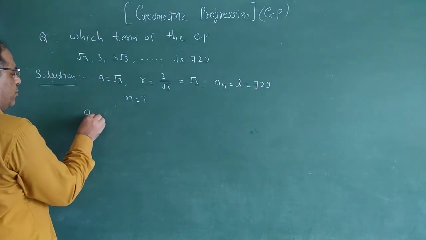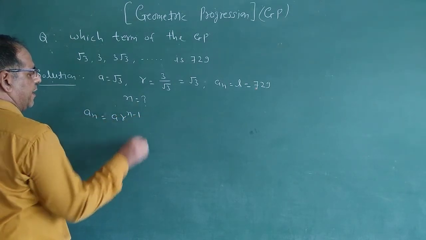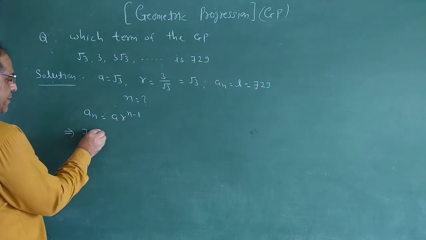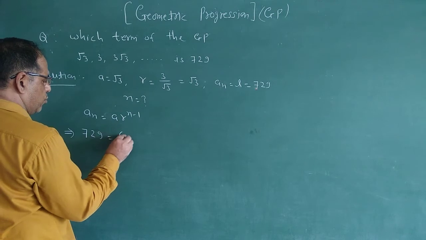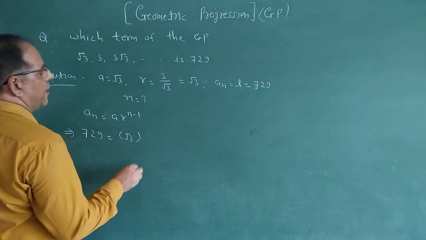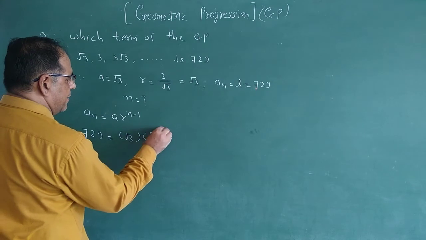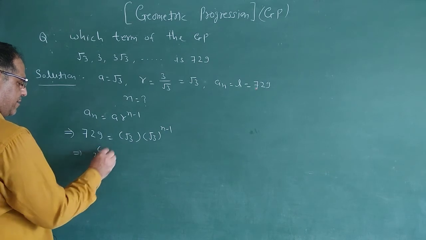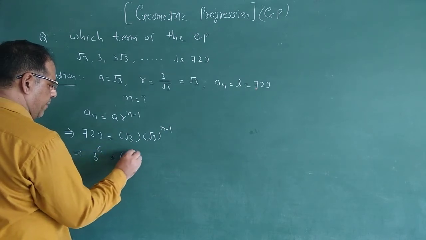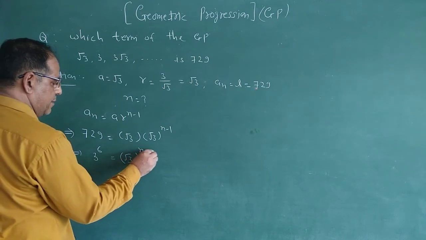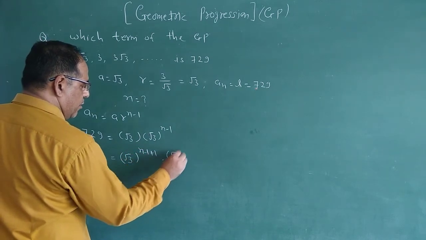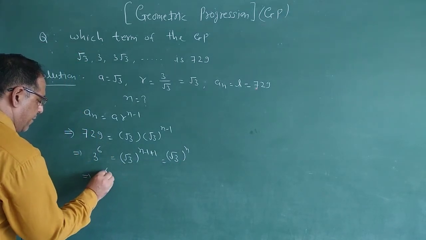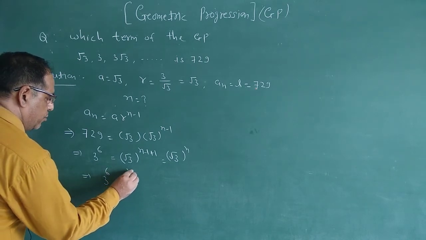So AN equal to A R to the power n minus 1. The value of AN is 729, equal to A means root 3, R also root 3, whole power n minus 1. So 3 to the power 6 is equal to root 3 to the power n minus 1 plus 1, that means root 3 to the power n. 3 to the power 6 equal to 3 to the power n upon 2.